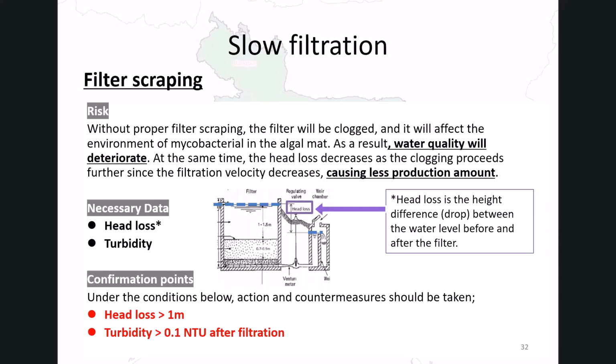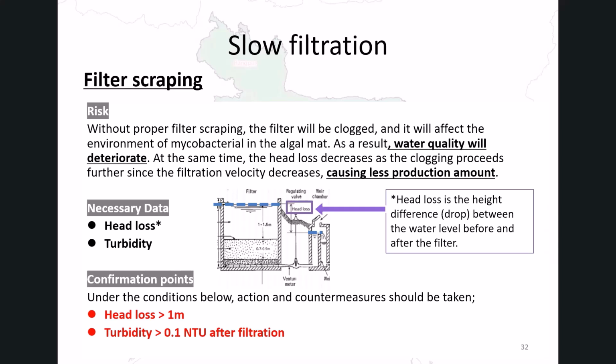From here, we will look at the filter scraping aspect. Without proper scraping, the filter gradually clogs. This affects the environment of the biological layer and reduces water quality. At the same time, production volume decreases because flow becomes slower. The necessary data to check are head loss and turbidity after filtration. Head loss is the height difference, drop, between the water level before and after the filter as explained in the basic theory part.